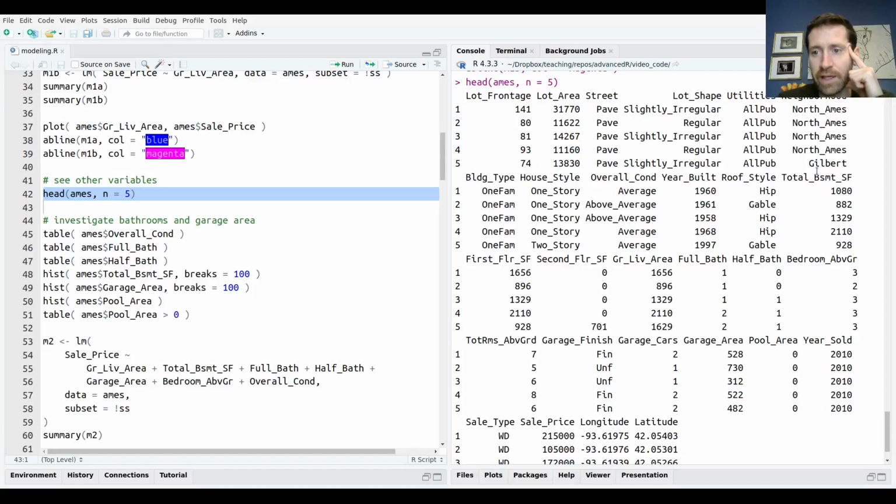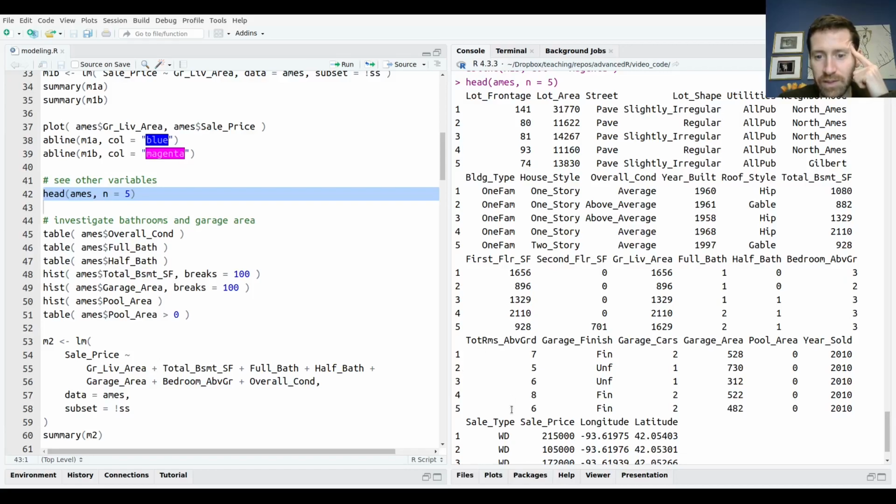Neighborhood we are going to look at, but not initially. Overall condition is going to be important. We're going to skip basement square feet, and we're going to skip splitting up the data into first and second floor. We're just going to look at total size of the house above ground, number of full and half bathrooms, number of bedrooms.